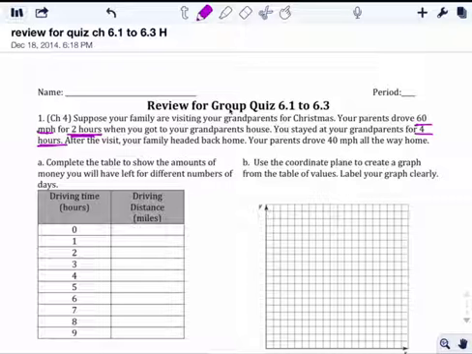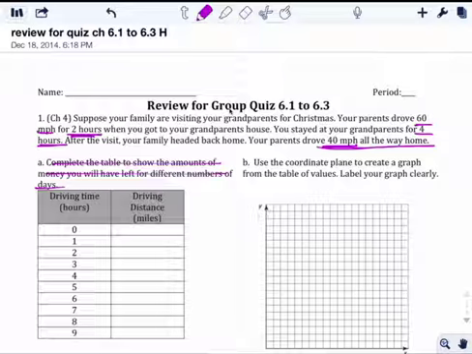After visiting, your family headed back home. Your parents drove 40 miles per hour all the way home. Okay, ignore this, because I should have changed that and did not.